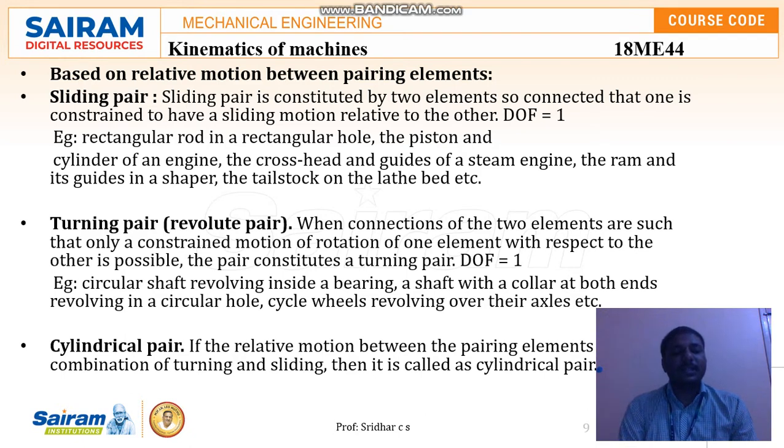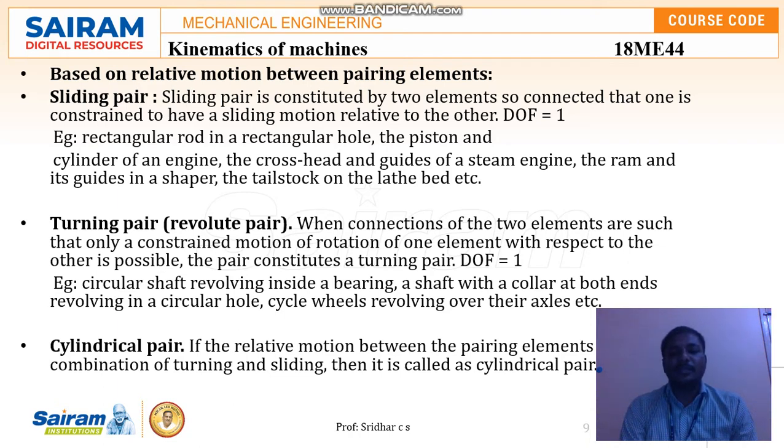So the next one is the cylindrical pair. A cylindrical pair is when the relative motion between the pairing elements is a combination of both turning and sliding. In this pair, it can produce both the turning and the sliding motion.